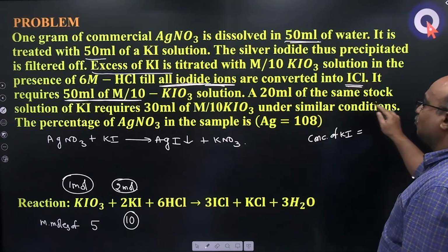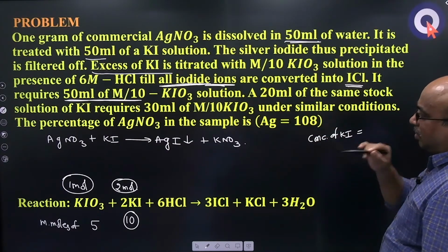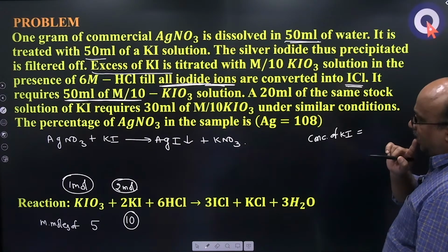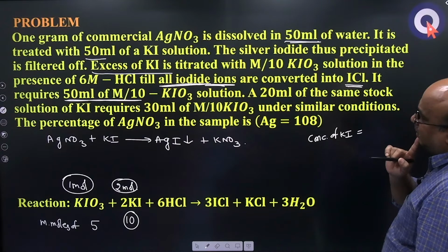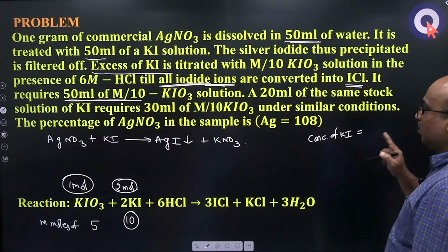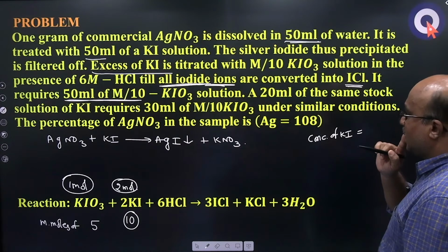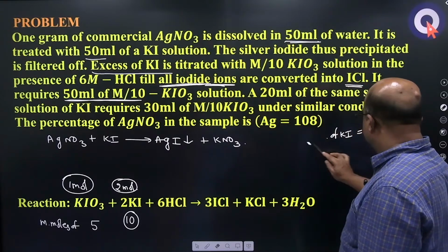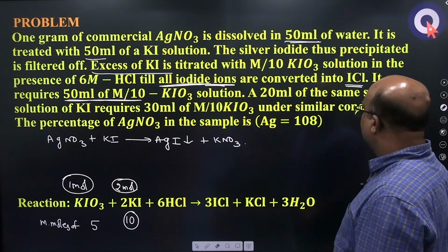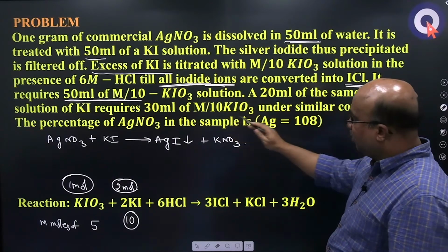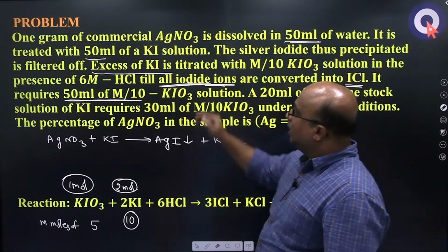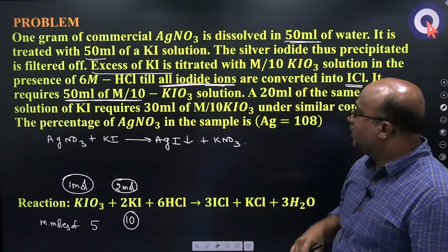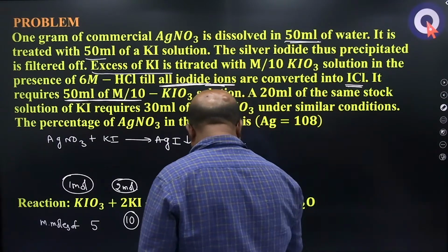and 20 ml of the same stock solution of KI requires 30 ml of M/10 KIO3 under the similar conditions. Okay. So you have to use this thing, because you can calculate concentration of KI from here itself. Because here we don't know the excess of KI solution, he said. So that we can't take. So let us use this now.